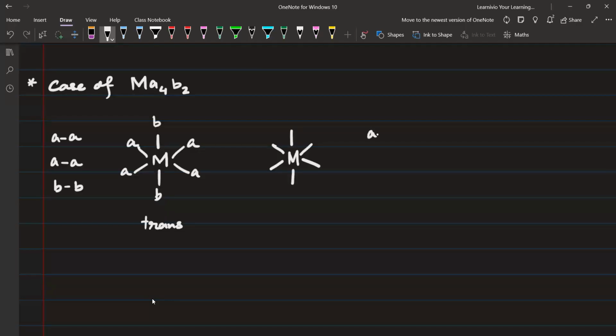the other case is when we have A opposite to B, A opposite to B, A opposite to B. So in this case, A opposite to B, A opposite to B, and A opposite to B. So in this case, no two same ligands are opposite to each other, है ना. तो B के सामने B ही है, तो इस वजह से this is known as cis.